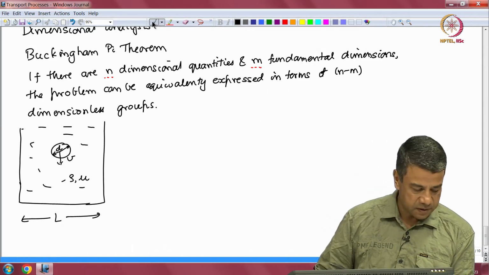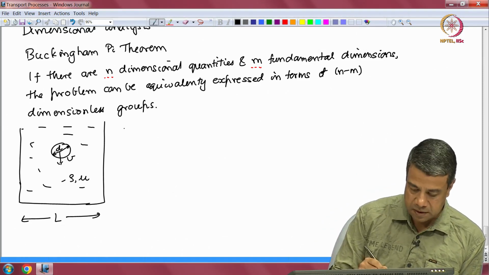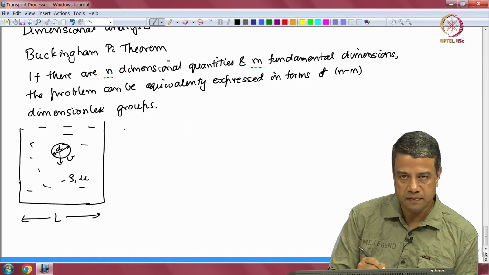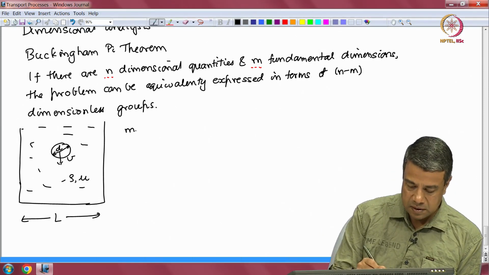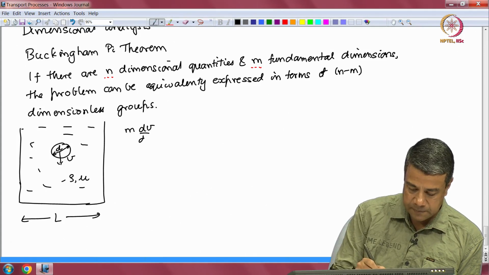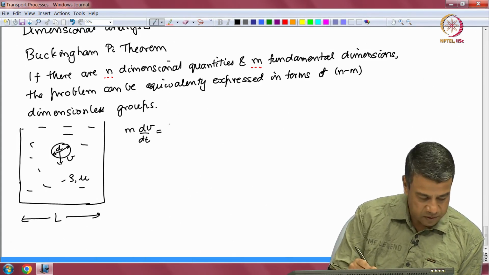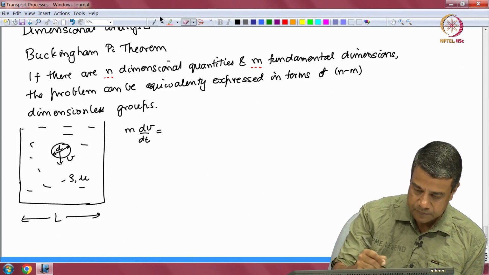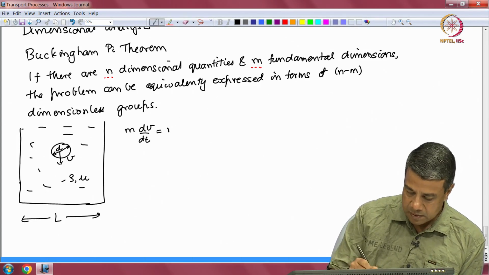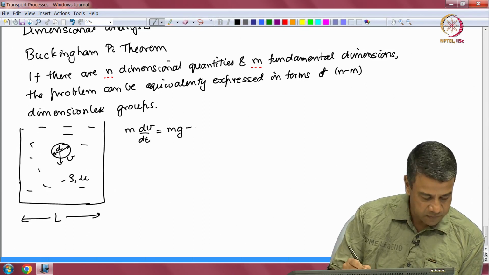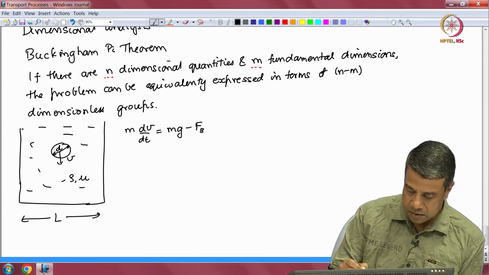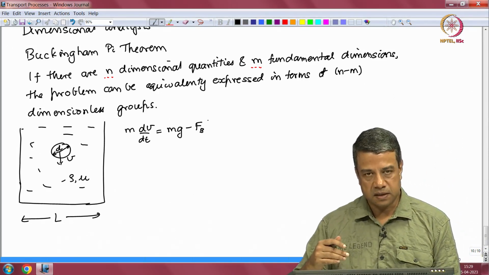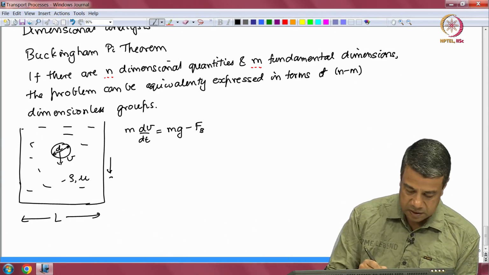The momentum balance for the sphere, Newton's law, is mass times acceleration is equal to the sum of forces. The gravitational force, which is mg, minus the force due to buoyancy. Gravitational force acts downward if gravity is in this direction.